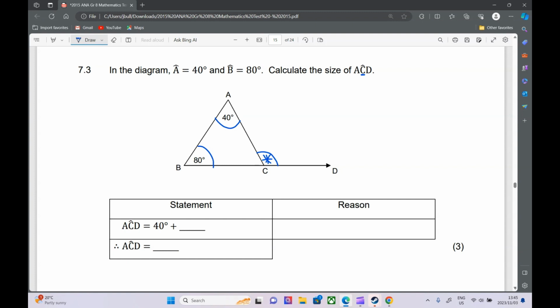Okay, we've got a few more steps here. So what you're going to say is angle ACD is equal to 40 plus 80. So again, this is something you have to know the rules. And the reason is the exterior angle of a triangle. So the exterior angle of a triangle is equal to the opposite interior angles.